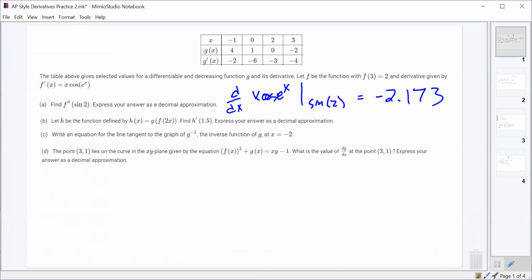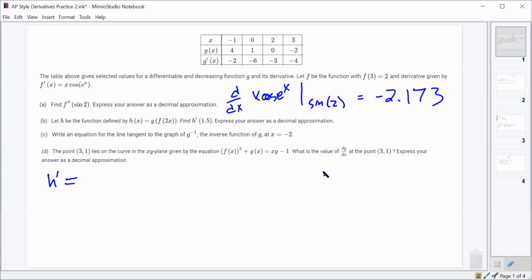All right, what about part B? Where now we're looking at a new function, h of x, where h is g of f of 2x. And we're looking for h prime of 1.5. So h prime should be the derivative of g of f of 2x. And so if we're going to figure out what that is, we'll need to use the chain rule.